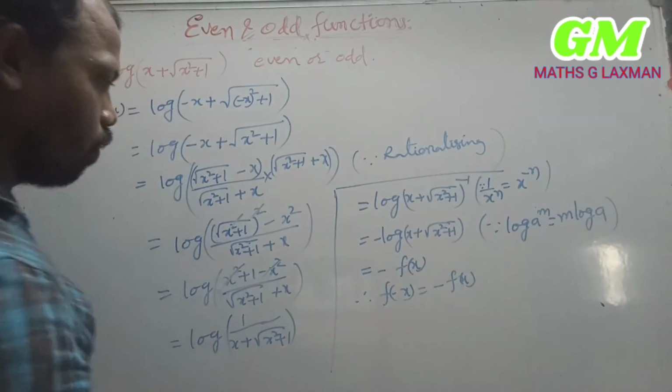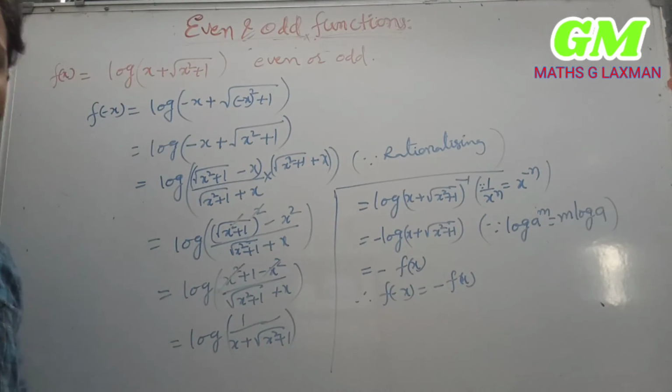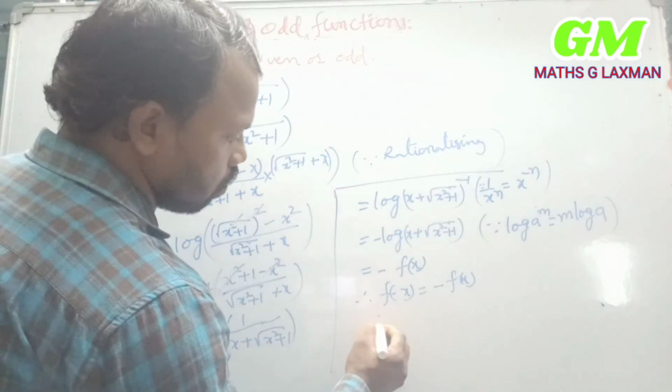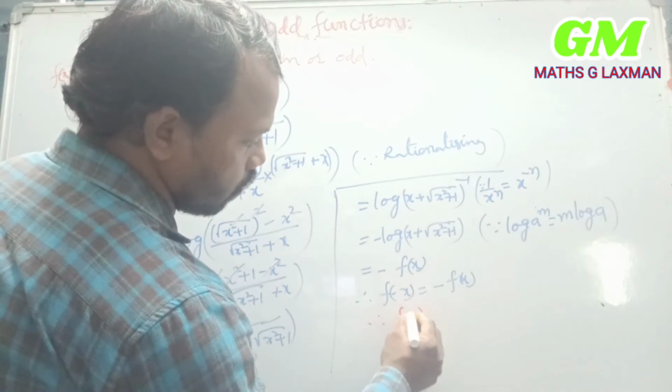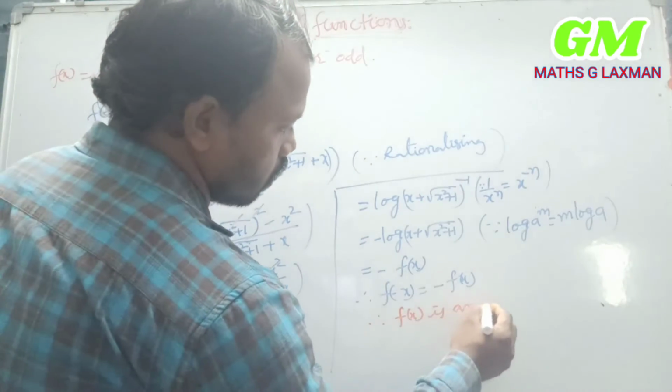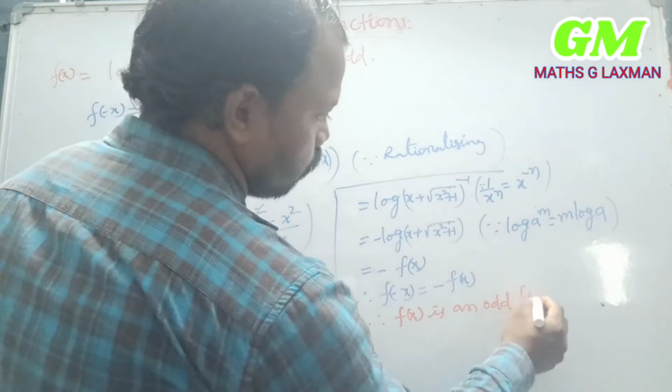Therefore f of minus x is equal to minus f of x. So what do we call it when f of minus x is equal to minus f of x? It is an odd function. So f of x is an odd function.